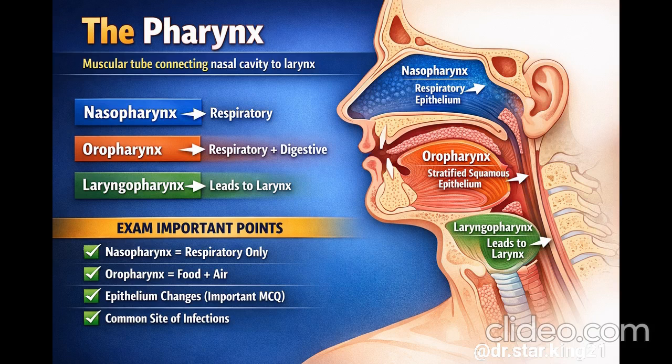So, here the epithelium is a very important point. The nasopharynx is lined with ciliated pseudostratified columnar epithelium, whereas oropharynx and laryngopharynx are lined with stratified squamous epithelium to withstand friction from food. So here we have to focus on the exam points such as nasopharynx is only for respiration, oropharynx is equal to air and food. Changes in epithelium is a frequently asked question. Pharynx is a common site of infections.